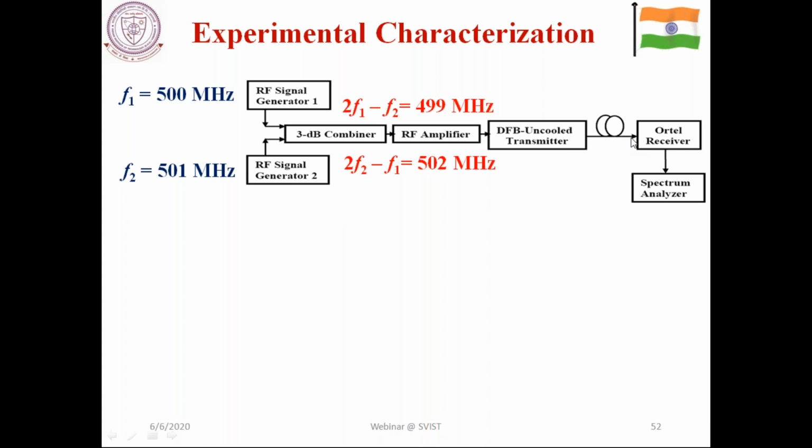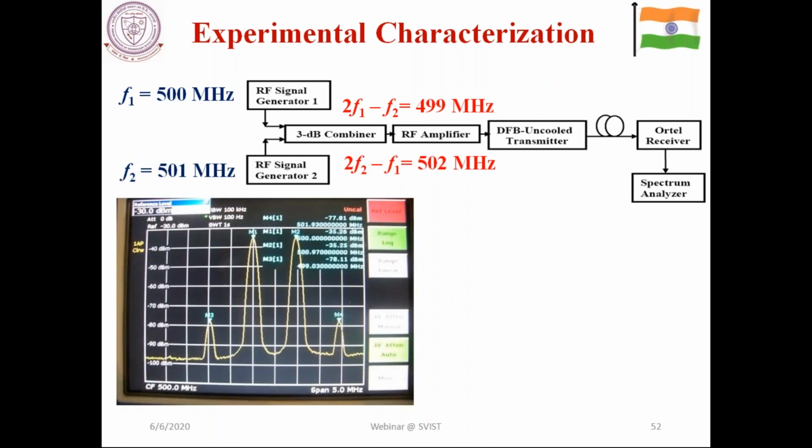This goes to an optical transmitter, and through the communication channel or optical fiber it is received here, and you visualize the IF signal in the spectrum analyzer. In the spectrum analyzer, M1 and M2 are located at the two frequency points of 500 and 501, very close to each other. And at 499 and 502, you notice there is some significant power.